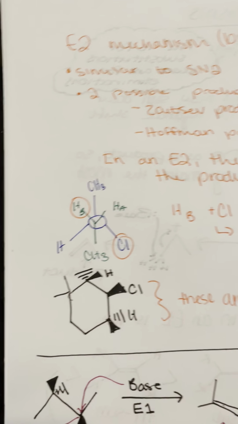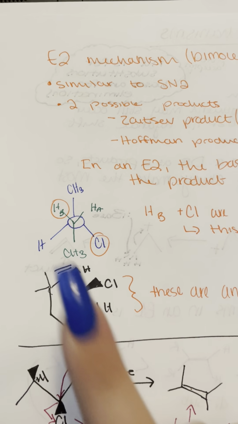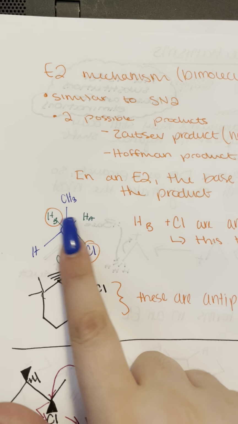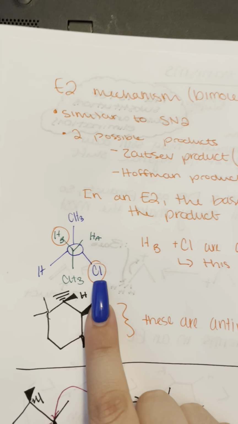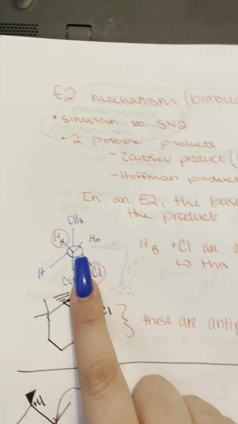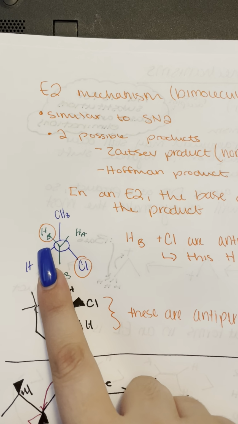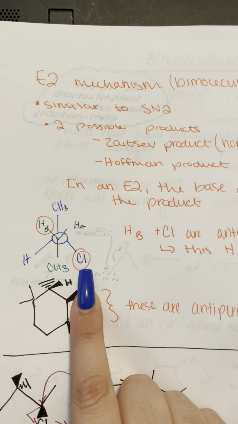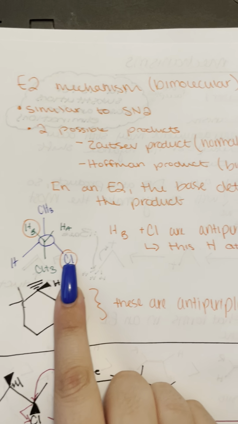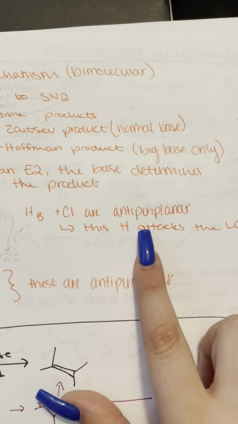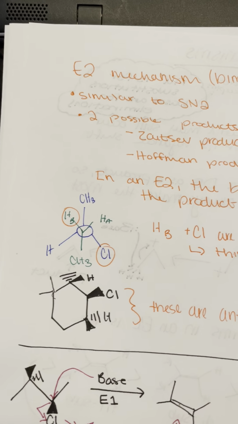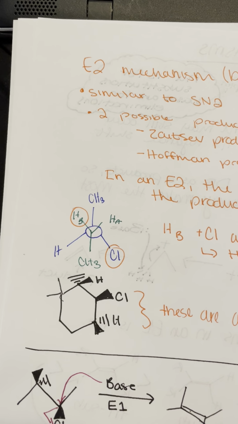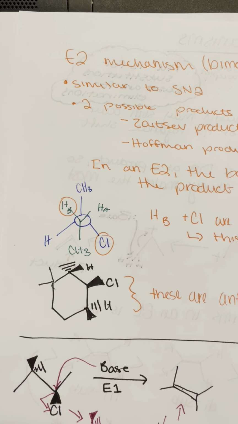In this example here, where we have a Newman projection, the green is what's closest to us and the blue is what's farthest away from us. The HB and the Cl are farthest apart, and therefore these are antiperiplanar. This is the H that attacks the leaving group in the mechanism because they're so far away from each other.